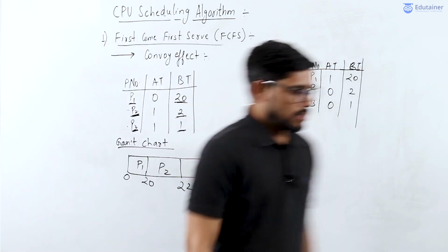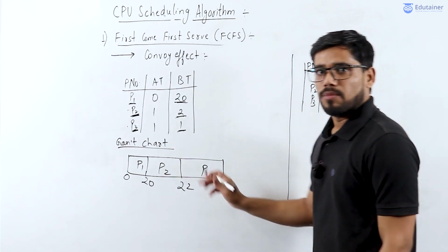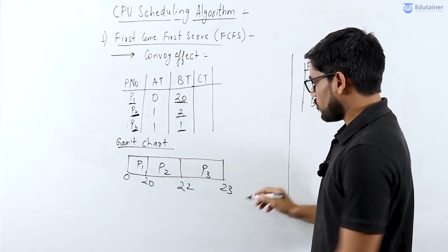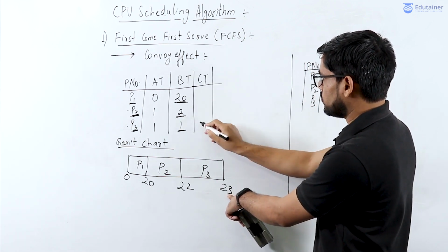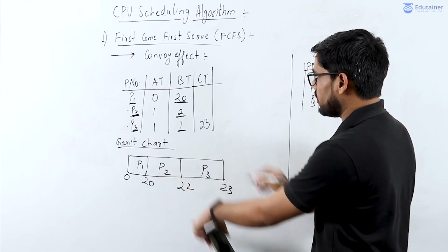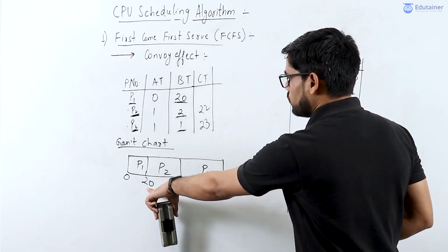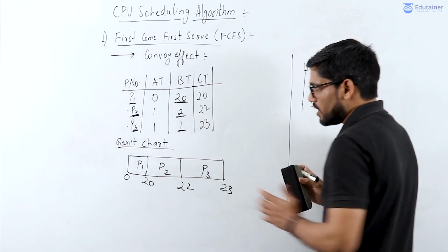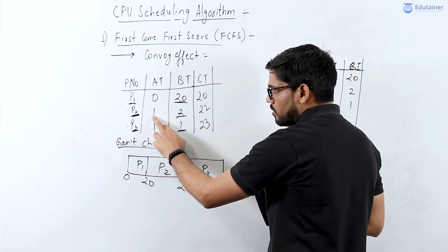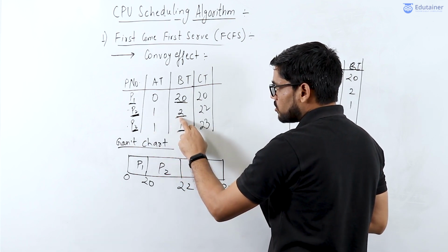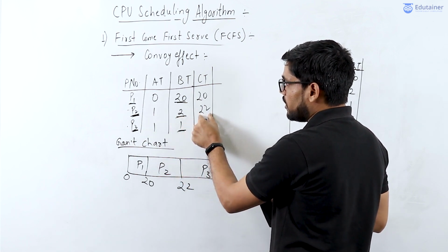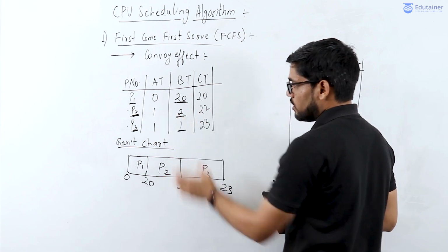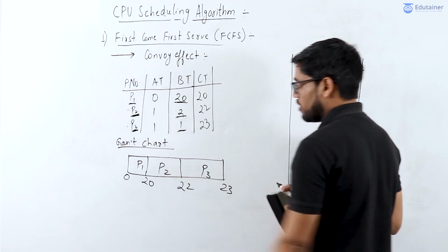Now I have to find the completion time. Process P3 completed at time 23, process P2 completed at time 22, and process P1 completed at time 20. You will see the difference. Process P2 comes at time 1 and requires a burst time of 2, but it is completed at time 22, which is very huge. So the difference is very large here.